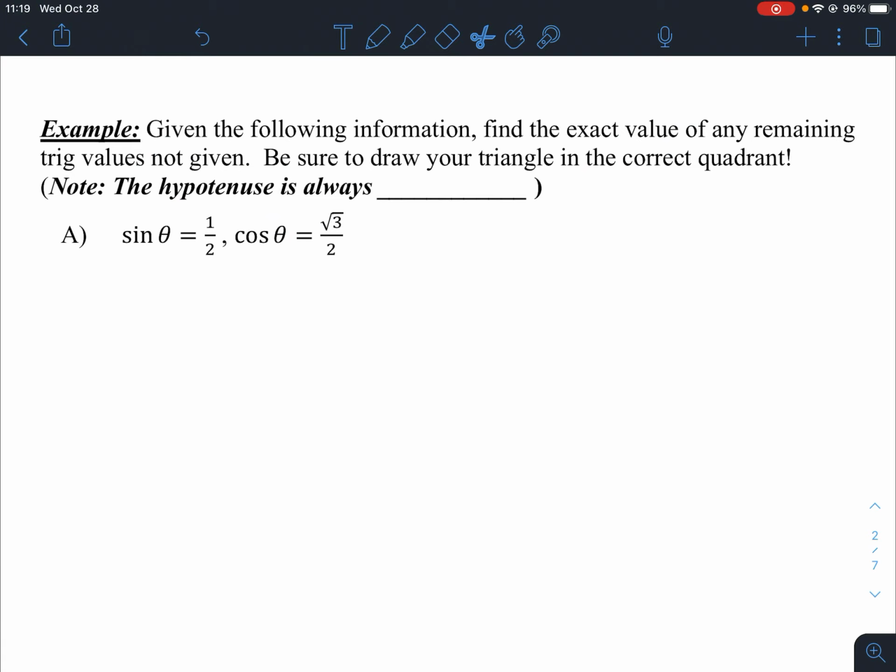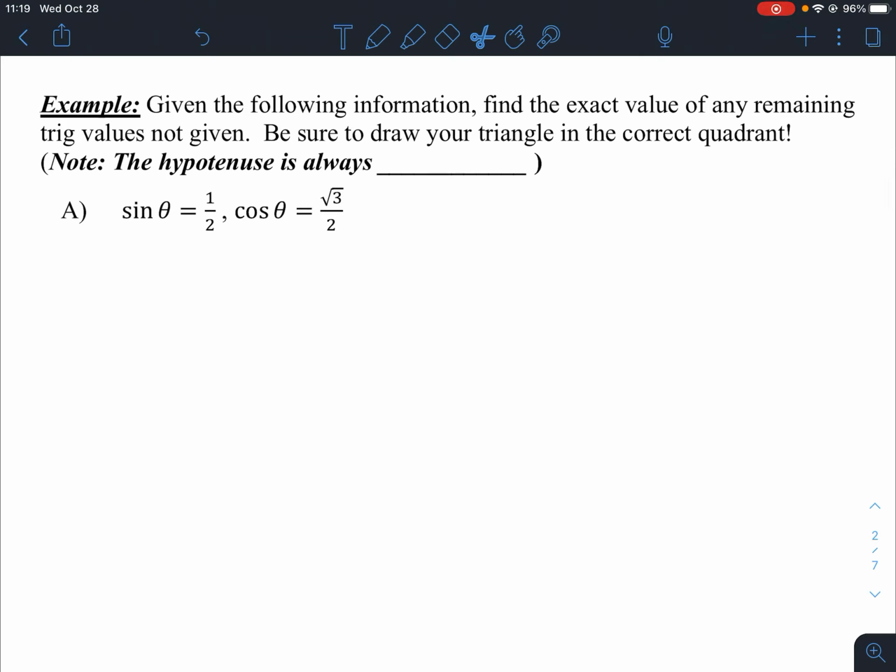All right, our first example of the day here, given the following information, find the exact value of any remaining trig values not given. Be sure to draw your triangle in the correct quadrant. That is key to this. Quick note there, the hypotenuse, no matter what, is always positive. So whether your x value is positive or your y value is positive, or your x value is negative, your y value is negative, the hypotenuse is always positive.